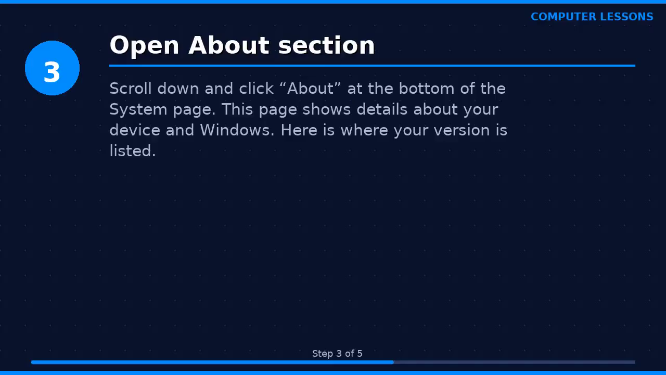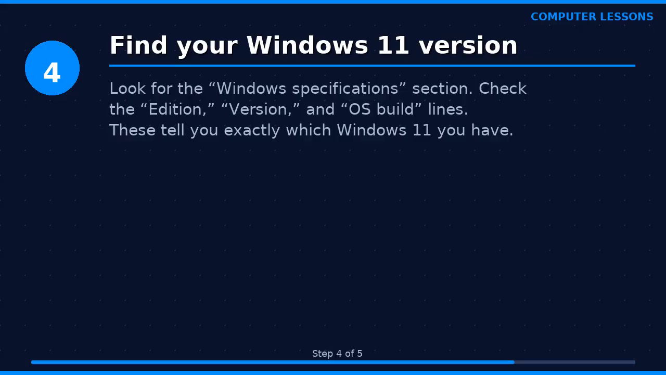Now, on the left side, make sure System is selected. That's your team's playbook for all the important system info. On the right, scroll all the way down until you see About, and click it. This About page is your scouting report.